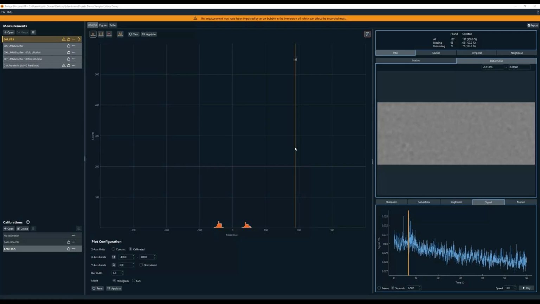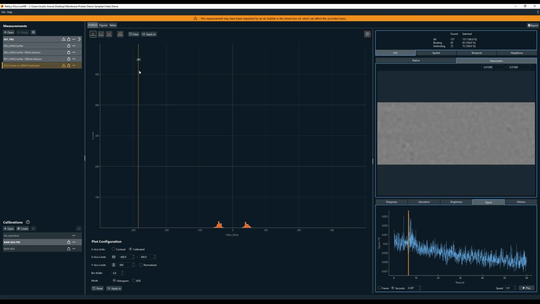Well, in this video, we're going to look at some membrane protein data, and I'm going to give you some tips on how to get the most out of this kind of sample. All right, let's go ahead and jump into Discover MP. I've got a workspace open here with a sample of clean PBS, undiluted LMNG buffer diluted 10-fold in PBS, 100-fold in PBS, and finally a membrane protein sample in LMNG buffer that was pre-diluted in PBS.